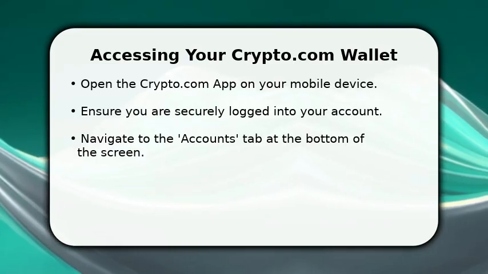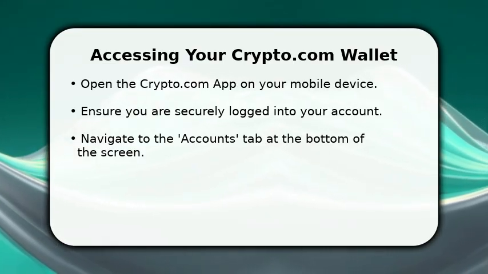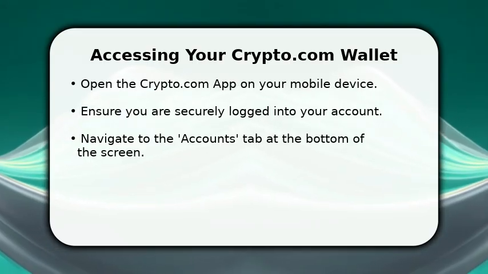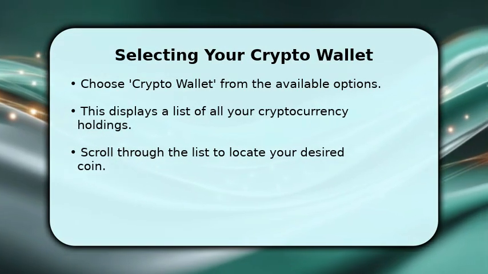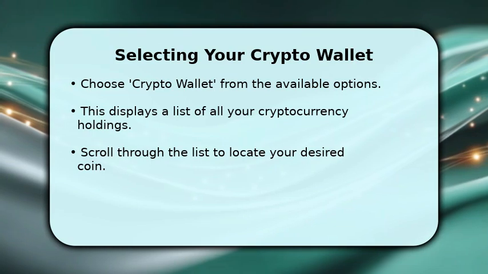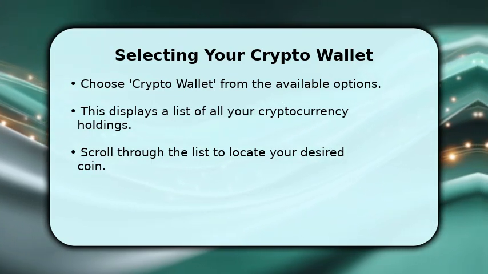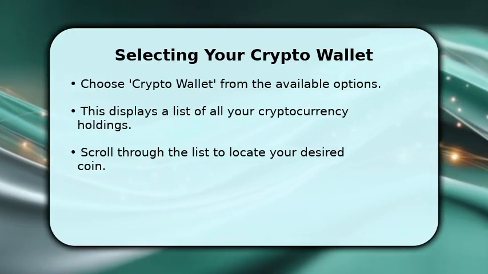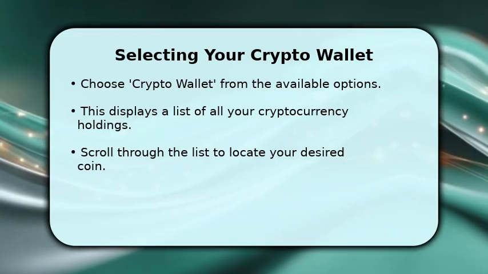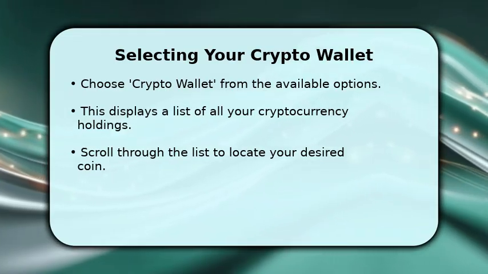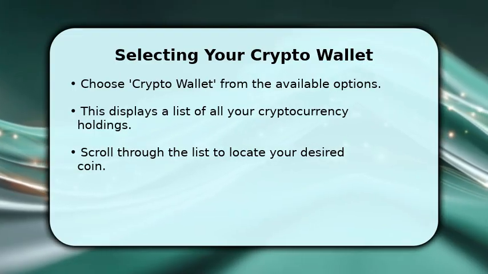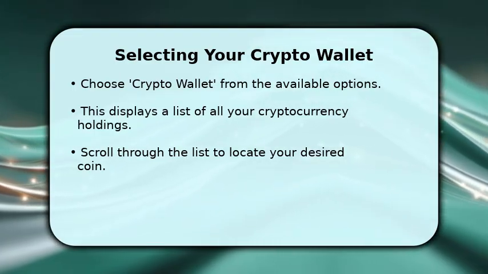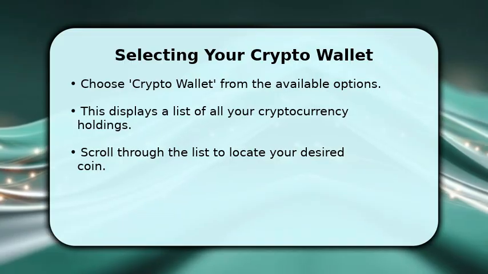This section provides an overview of your various crypto and fiat balances within the app. After tapping Accounts, you will see different account types. Select Crypto Wallet to view your digital asset holdings. This action will present a comprehensive list of all the cryptocurrencies you currently hold or can trade on the platform. Take a moment to scroll through this list and identify the specific cryptocurrency for which you need the deposit address.